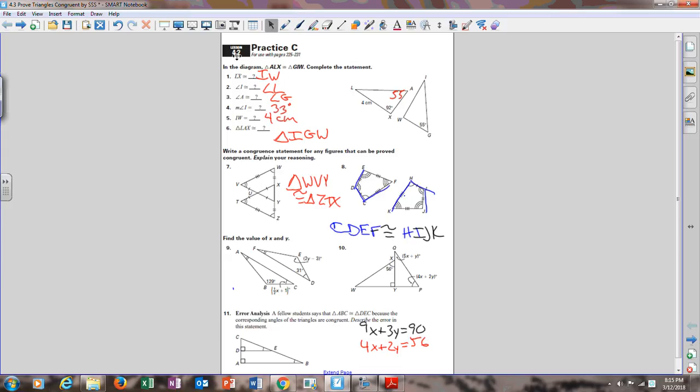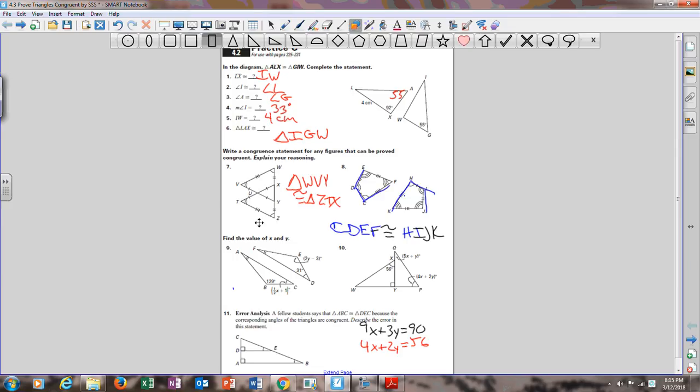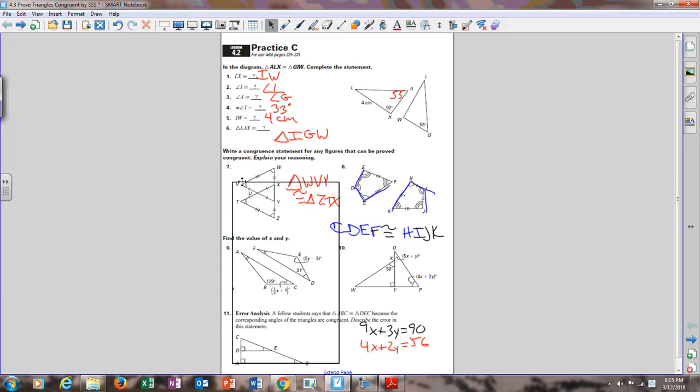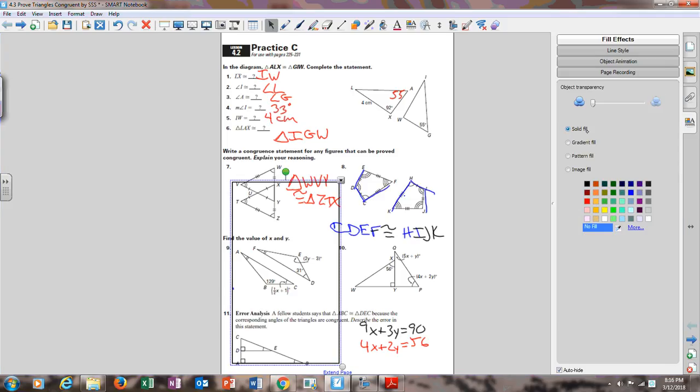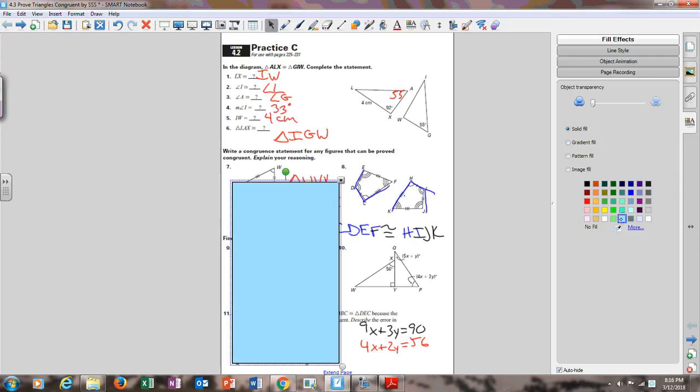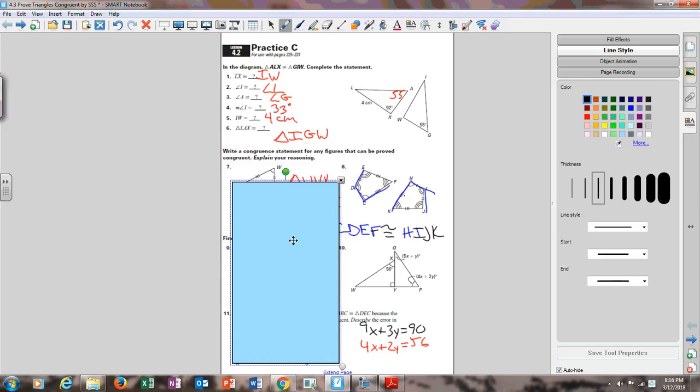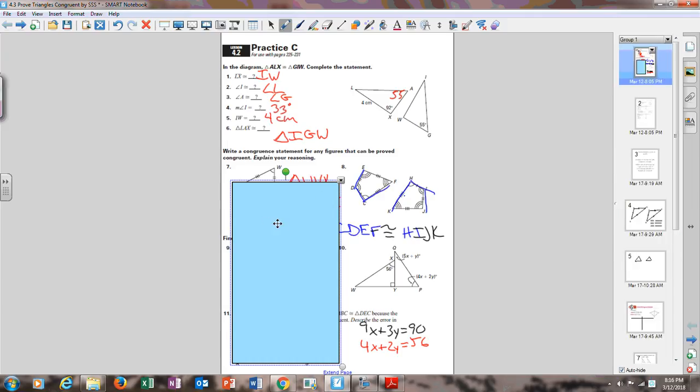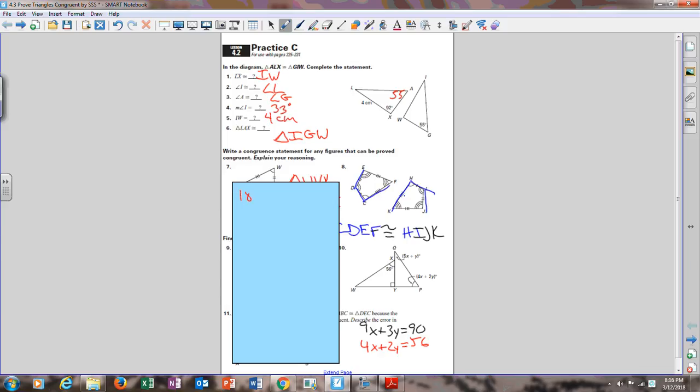Let me draw a box to do this work in. So we start with this 9x plus 3y equals 90 and 4x plus 2y. Well, we can start by solving either for x or y, or we can use elimination. I'm going to use the elimination method. So I'm going to multiply this top one by 2, which will give me 18x plus 6y equals, and if you multiply the left by 2, you have to multiply the right by 2, 180.